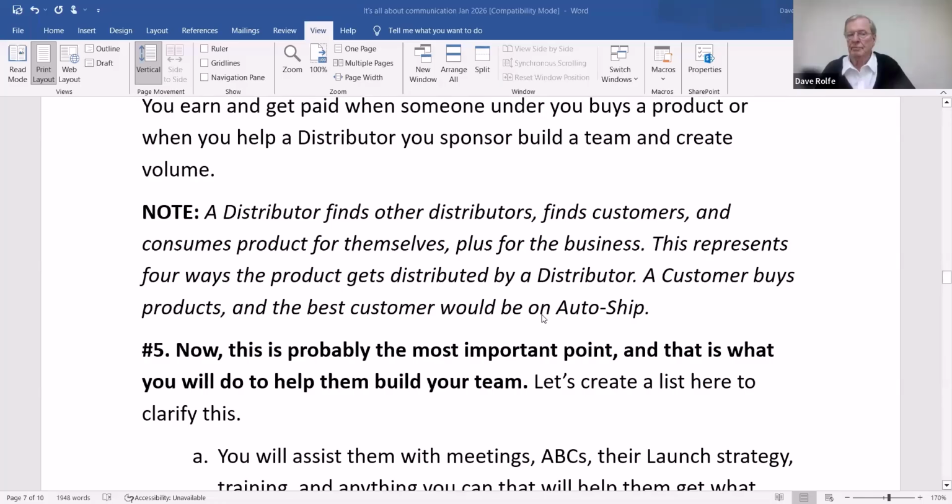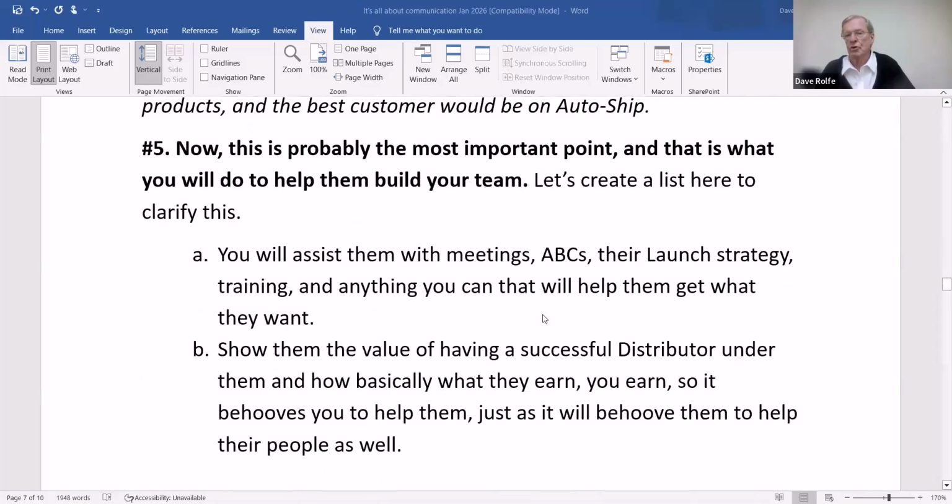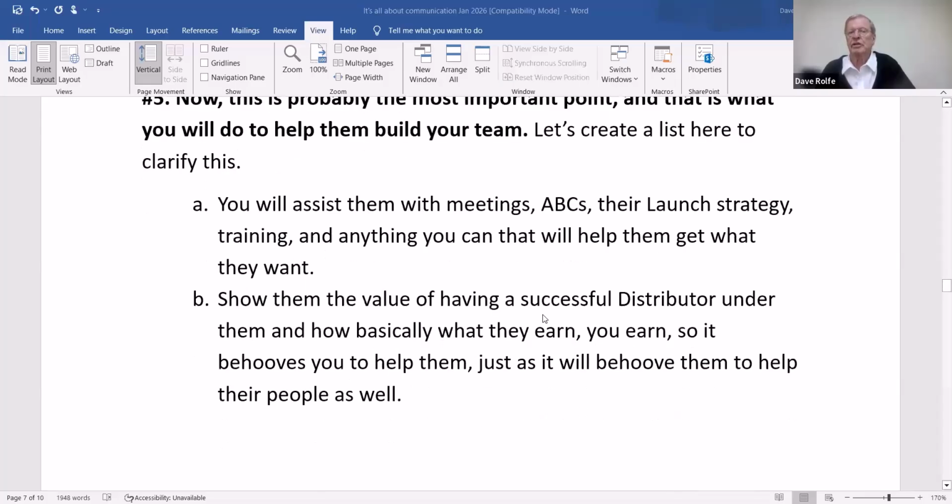Number five. Now, this is probably the most important point, and that is: what will you do to help them build the team? So let's clear the list here. You'll assist them with the meetings, ABCs, their launch strategy, training, anything you can do that will help them get what they want. Show them the value of having a distributor underneath them. Just the exercise we talked about earlier, create the value of a platinum, create the value of a diamond.